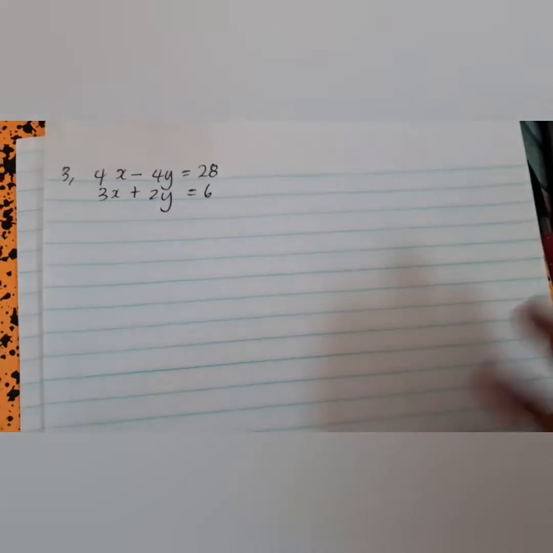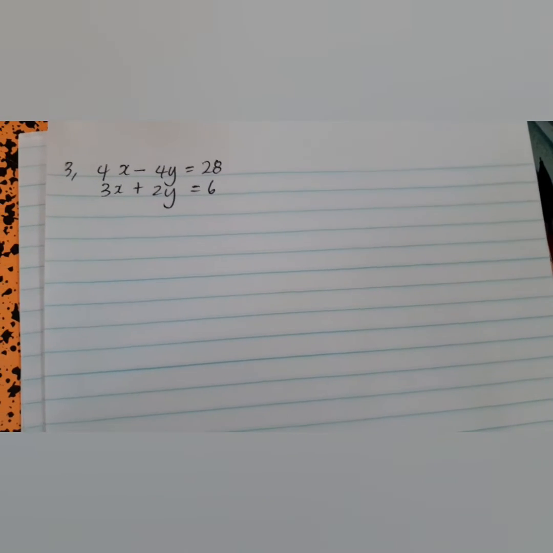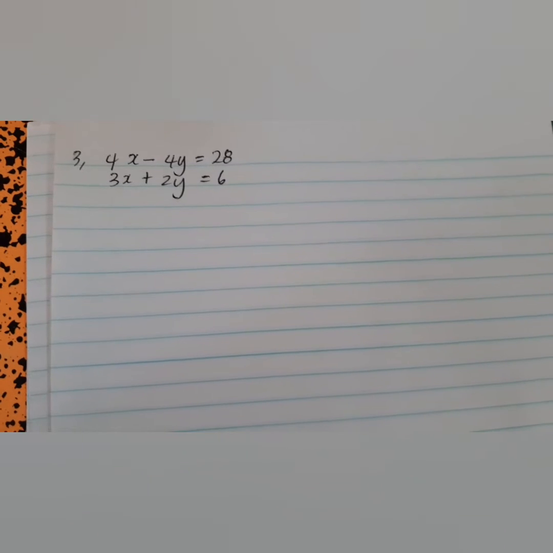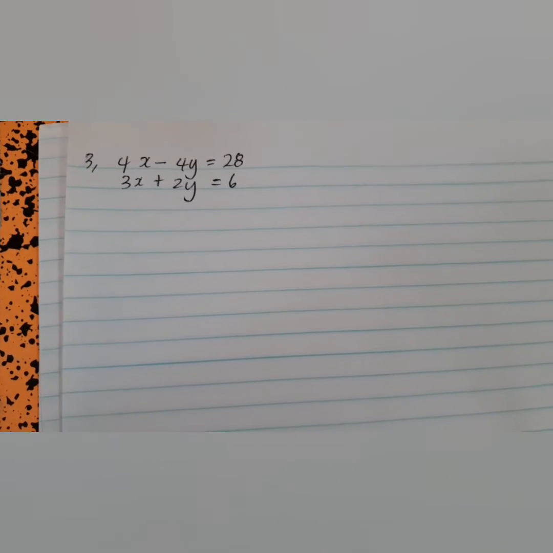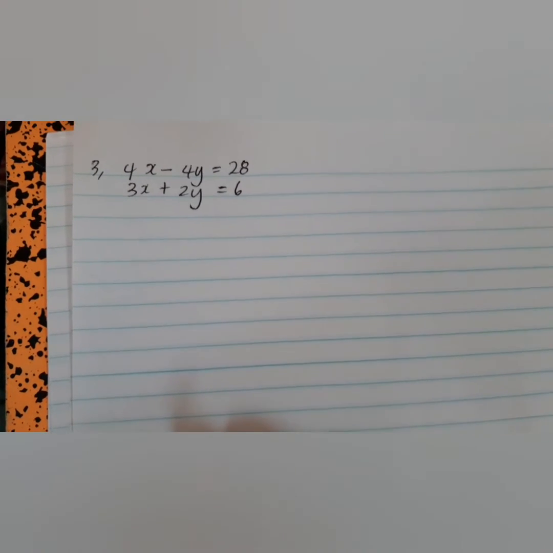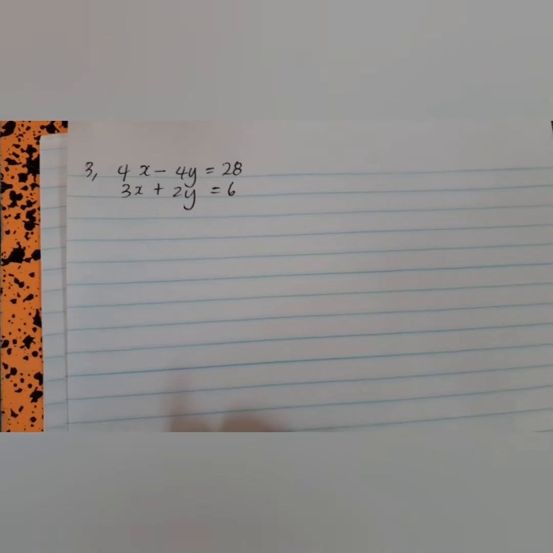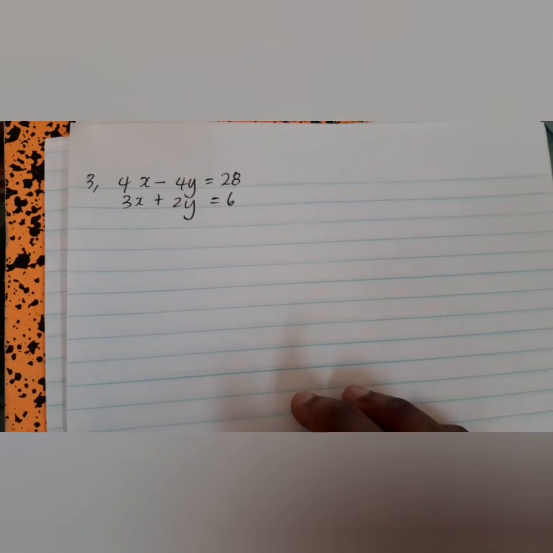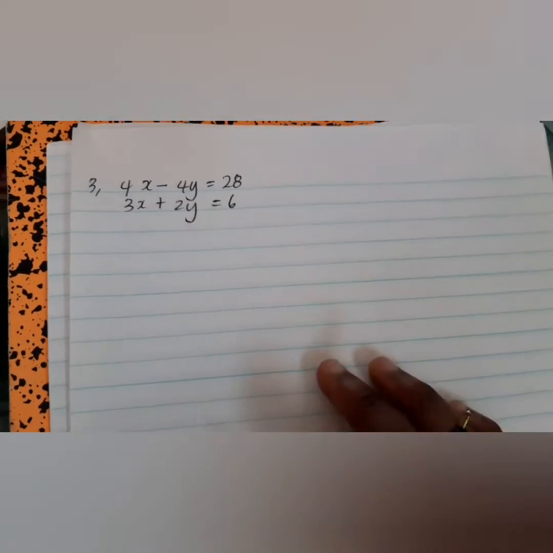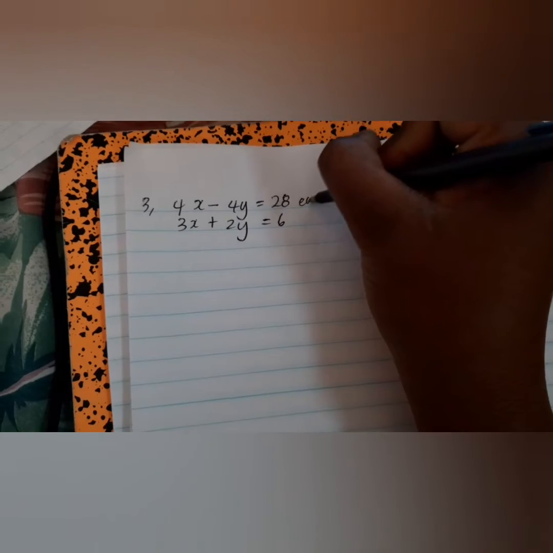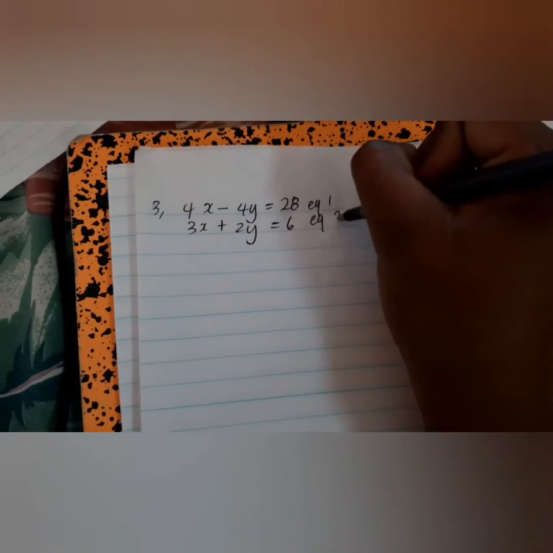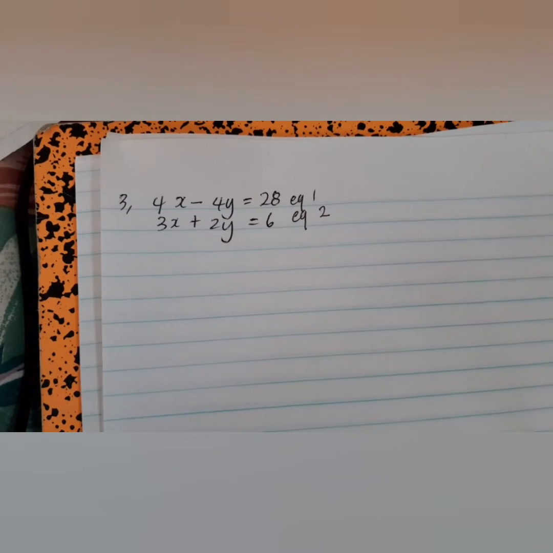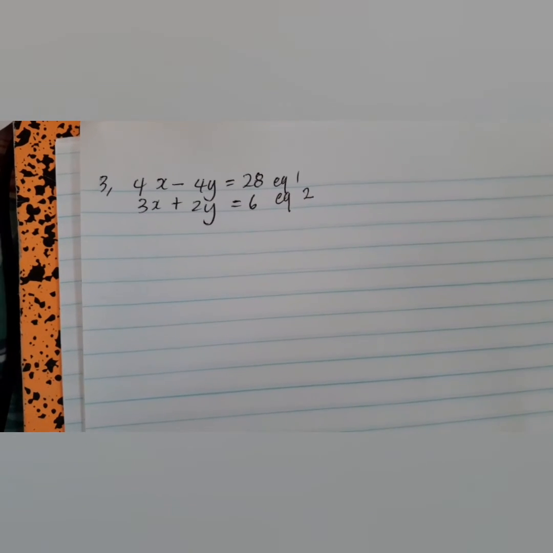So here we have our final example for simultaneous equations. Remember, you can pause the video, you can try it, and you choose which method best suits you. And remember, it's nothing hard, it is simple. Once you understand it, you are good to go. So this is our last question. So we have equations 1 and 2. 4x minus 4y equals 28. 3x plus 2y equals 6.